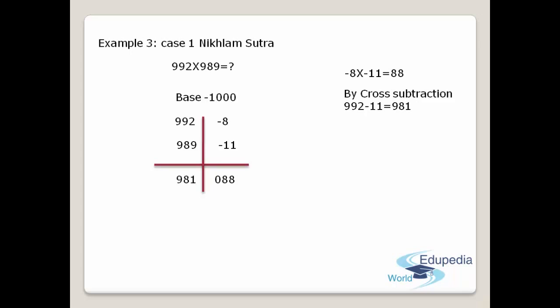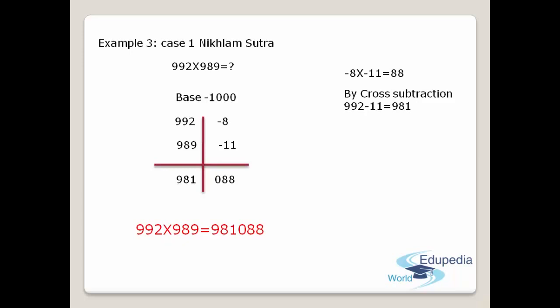Now you club these two answers from the below columns, that is the right column as well as the left column. If you club these two answers, this becomes the product for the multiplication of 992 and 989. So when you multiply 992 with 989, the product you get is 9,81,088.